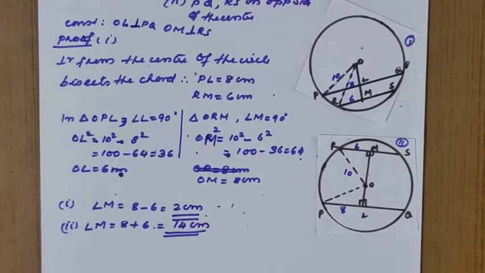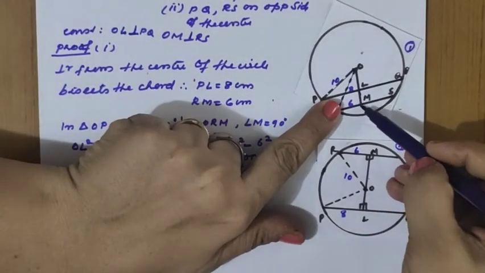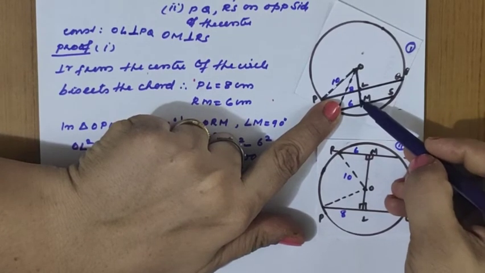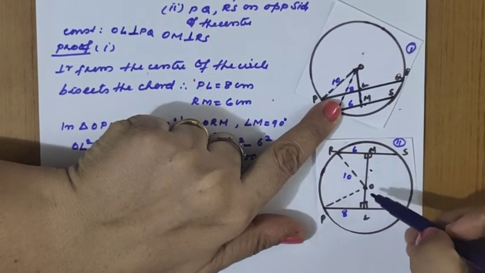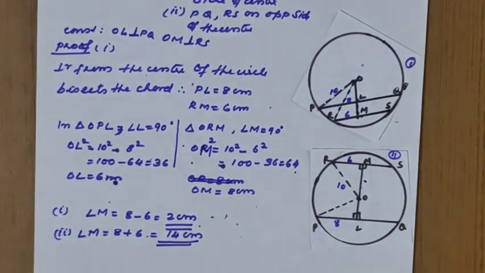So, the first question, it is a difference we have to calculate. The second question, we have to add, because here the difference is asked this much only. So, total length is 8 minus 6, it is equal to 2. And here 8 and here 6. So, total length will be, we have to add. If you do the first two questions, it is similar to that only. So, just again one more example only. The answers are 2 and 14.